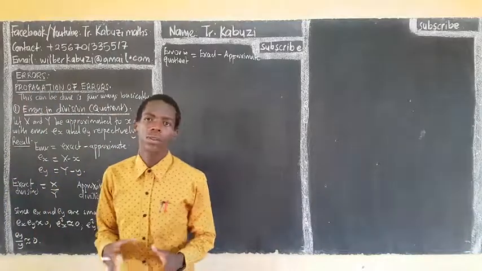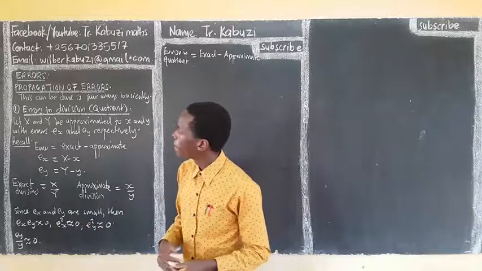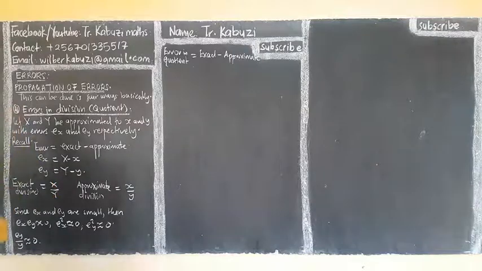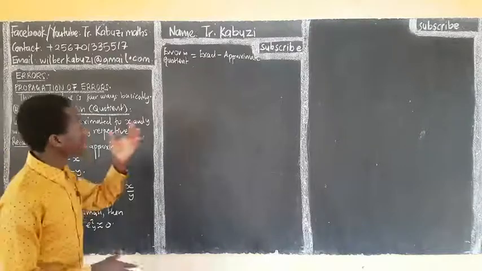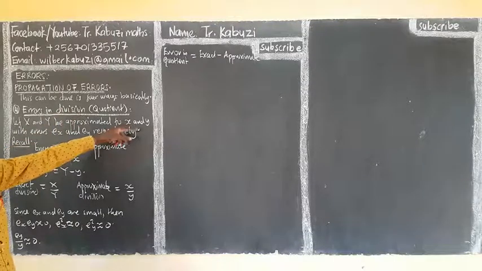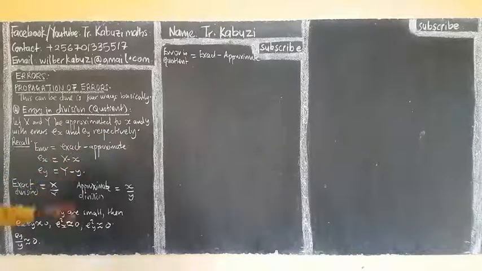Error in division or quotient is what we are going to see as our last propagation, the fourth here. Now, we define what we are going to use in your process. So we say let X and Y be approximated. If they are approximated, it means that the exact values to X and Y have errors EX and EY respectively. Remember that error is exact minus approximate.